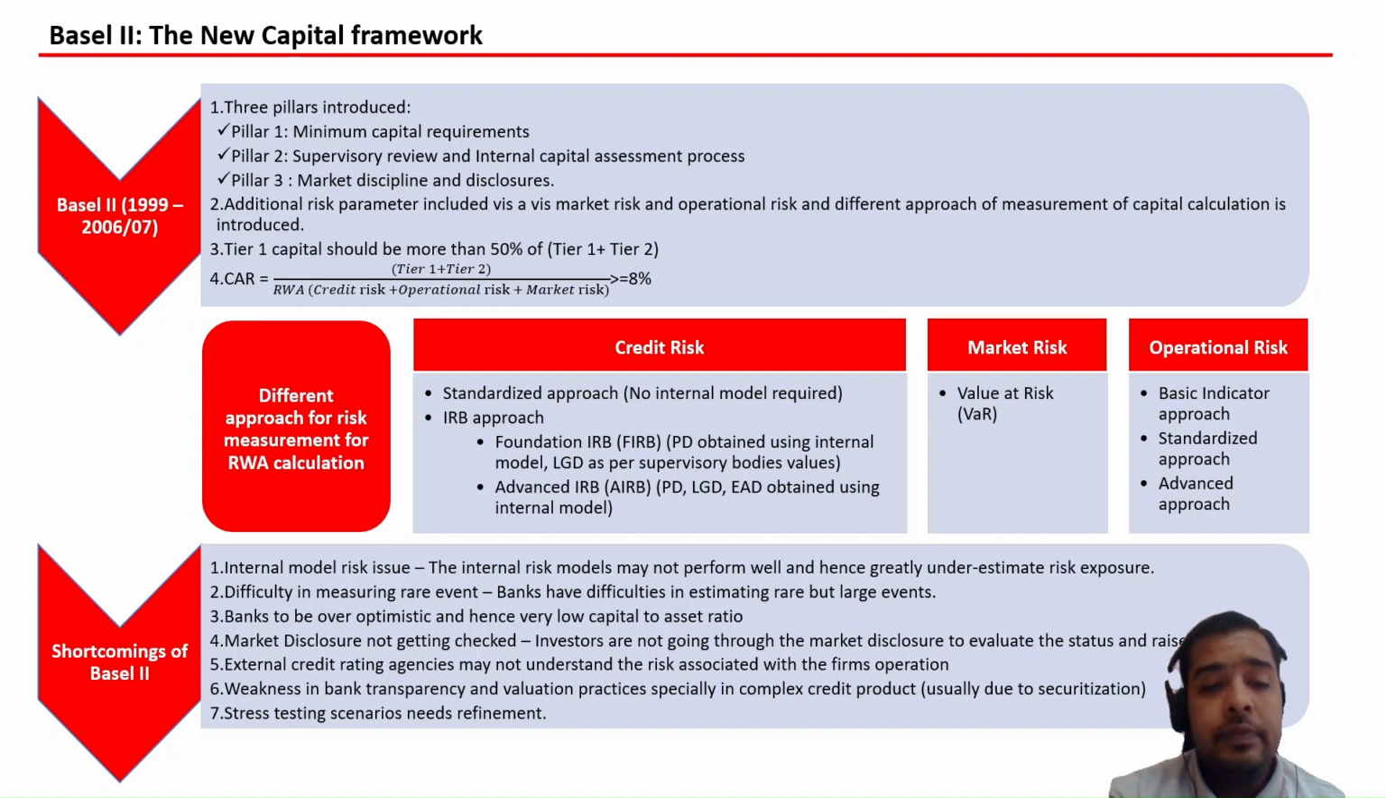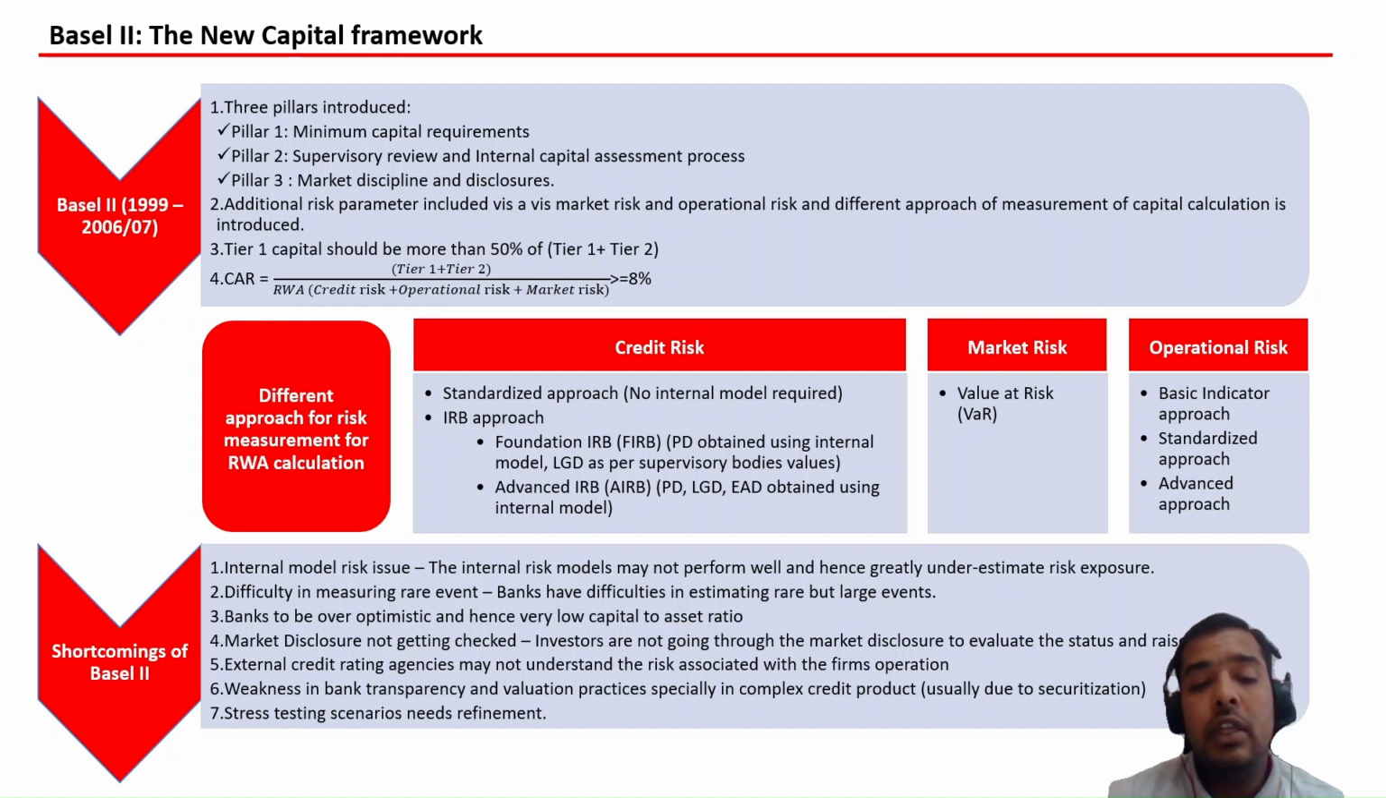Another is that the bank could not estimate any large event, for which stress testing scenarios need refinement. Like, if any severe economic crisis happens in the future, is the bank adequately capitalized to cover its losses? Also, the bank doesn't have a good capital to asset ratio. It was found that the banks' capital to asset ratio was very low. So that is also one of the shortcomings of Basel II.